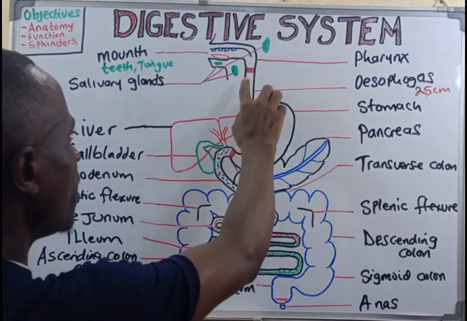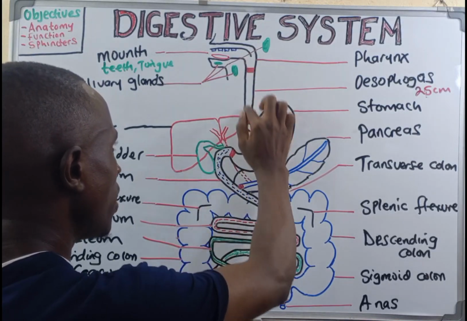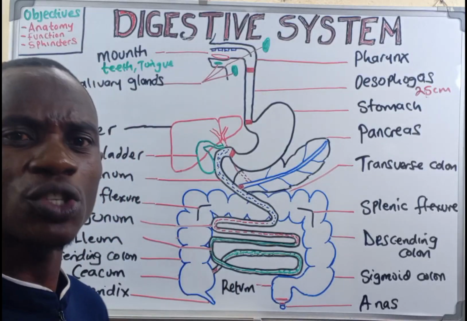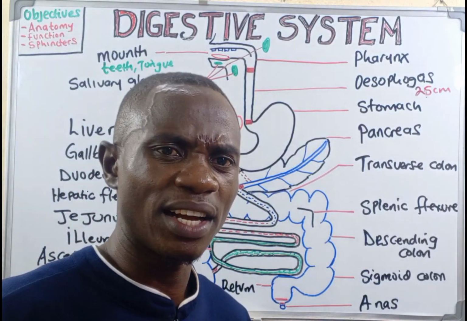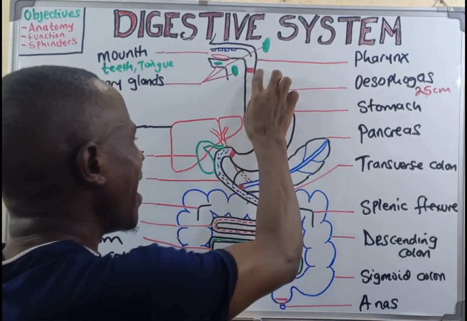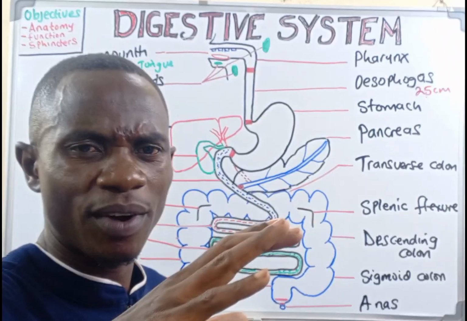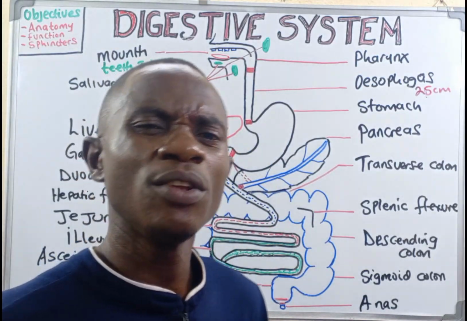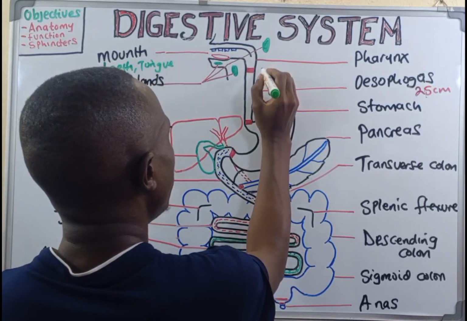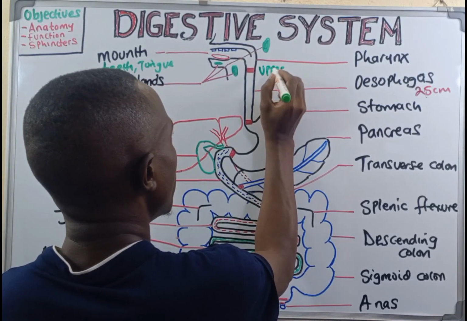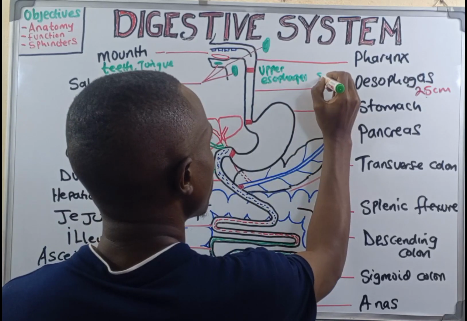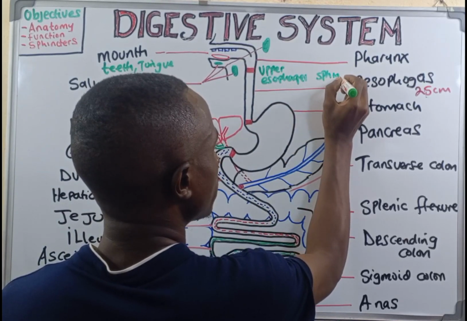Okay, so now when you see these red spots, those are showing the sphincters within the alimentary canal. Now when we come to this sphincter here, just at the beginning of the esophagus, on the upper part of the esophagus, you know how this sphincter is called? This sphincter here is what we call the upper esophageal sphincter. Okay, upper esophageal sphincter.